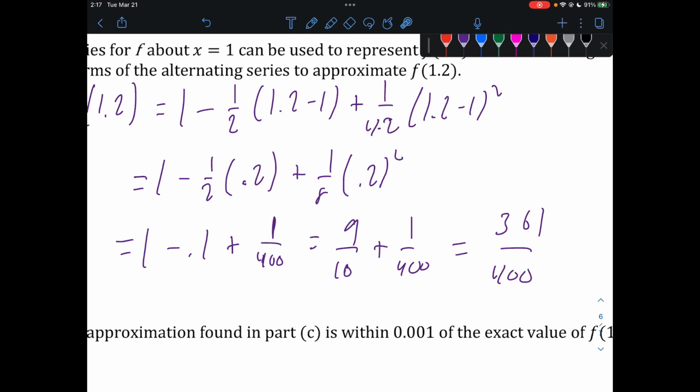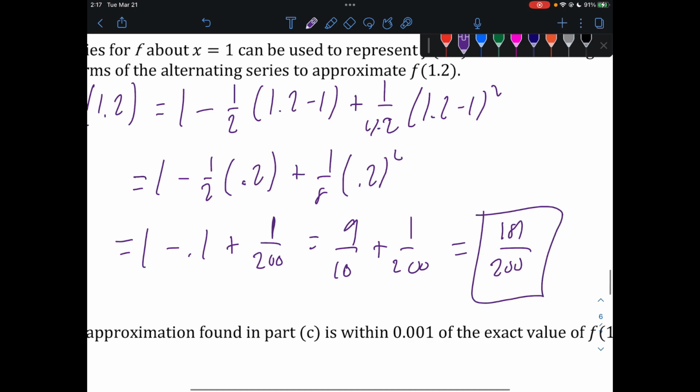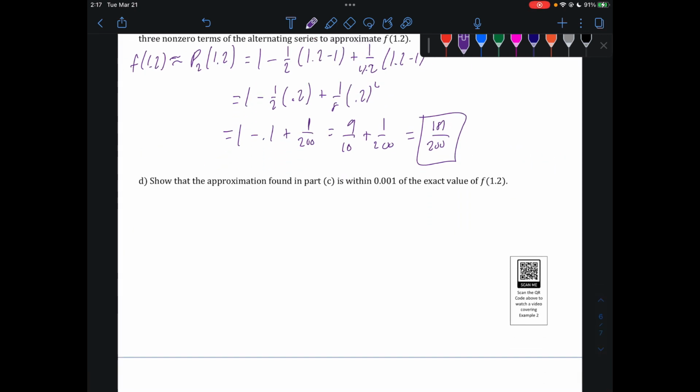0.2 squared. Actually, let me use my calculator. I did do something wrong. This is 1 over 200. Good thing I checked before I went on to my last part here. Simple math. So then we have 181 over 200. That's better. All right, now I'll show the approximation found in part C is within 0.001 of the exact value of f of 1.2.